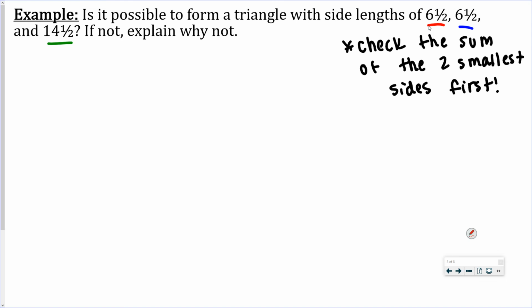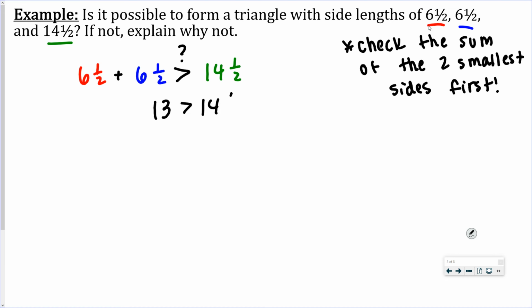So in this problem, my two smallest sides would be 6.5 and 6.5. Here's what you need to show for work, what I'm writing down right now. You need to show that you're testing if this sum is greater than, put a little question mark above that. We're testing, is this greater than the length of my third side, which is 14.5? Well, folks, what's 6.5 plus 6.5? 13. Is 13 greater than 14.5? No. So you can stop there. No. It won't form a triangle.